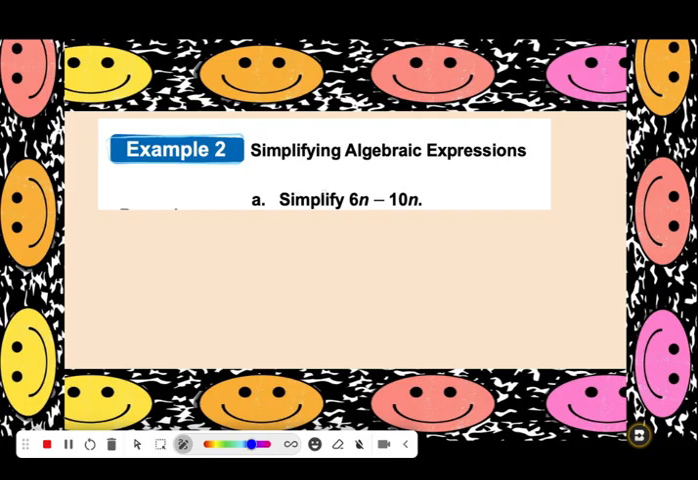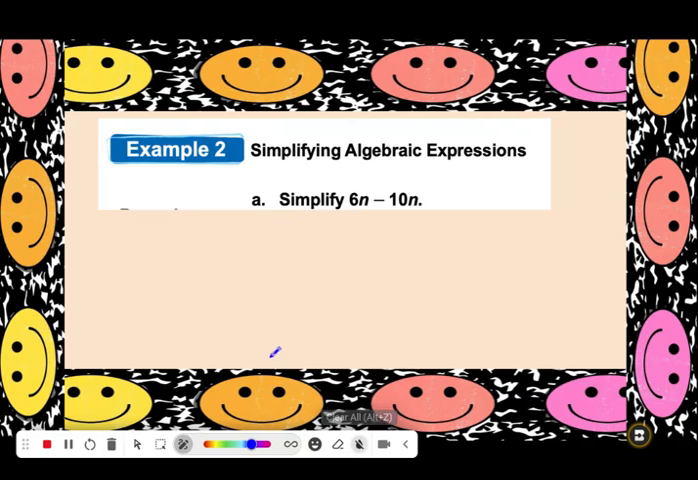Then we go into simplifying algebraic expressions. If the variables are the same and raised to the same power, those are like terms. Here we have 6n minus 10n. They are both like terms, so we can solve it. What's 6 minus 10? 6 minus 10 is -4. So 6n minus 10n is -4n.